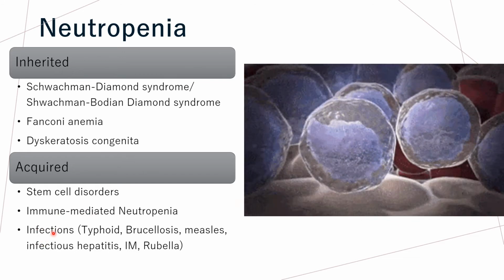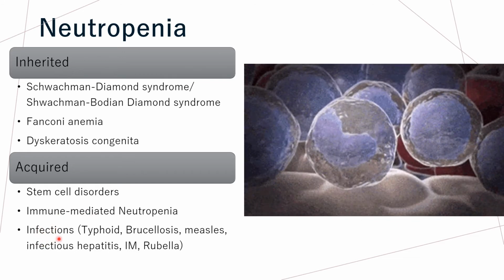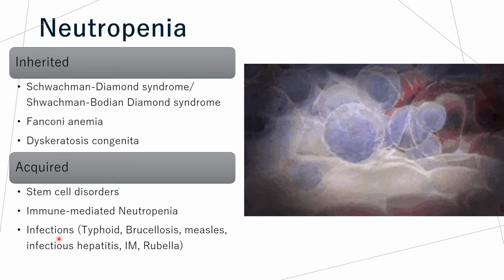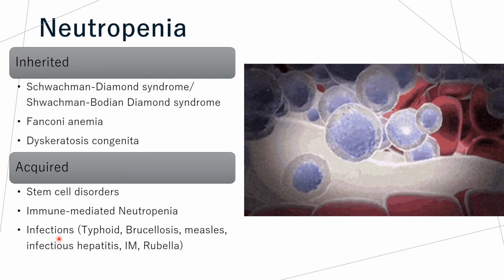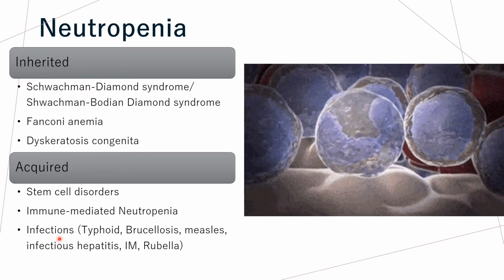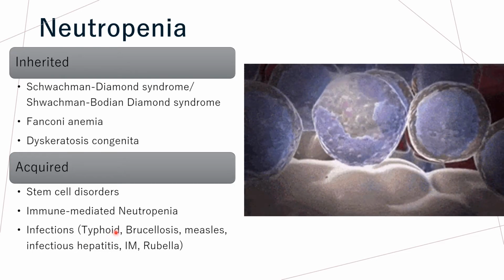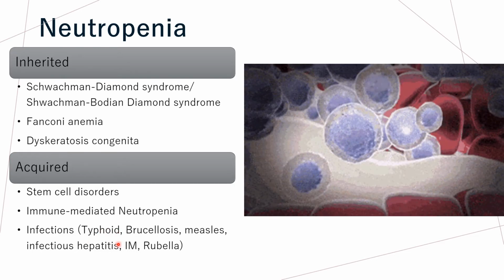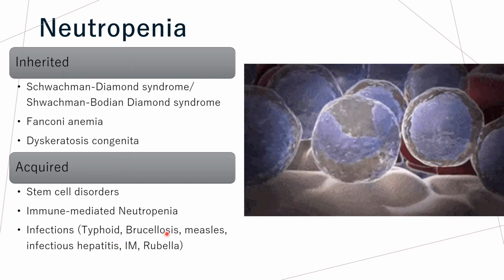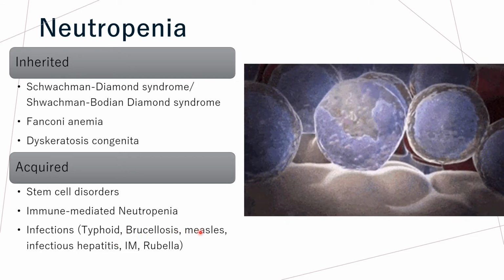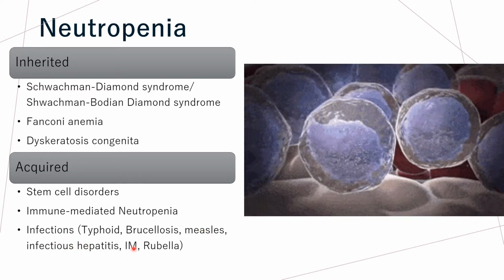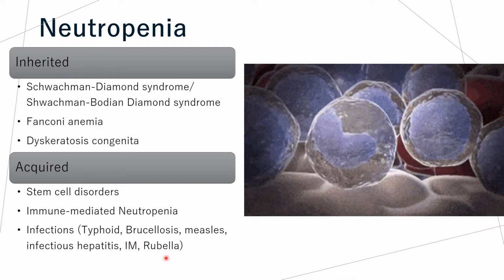Any infection that overwhelms the marrow's capacity to produce adequate numbers of neutrophils will result in neutrophils being consumed or recruited to the tissues faster than they are released by the marrow. Typhoid and brucellosis are bacterial infections commonly associated with leukopenia and neutropenia. Viral infections characterized by neutropenia include measles, yellow fever, infectious hepatitis, infectious mononucleosis, and rubella.